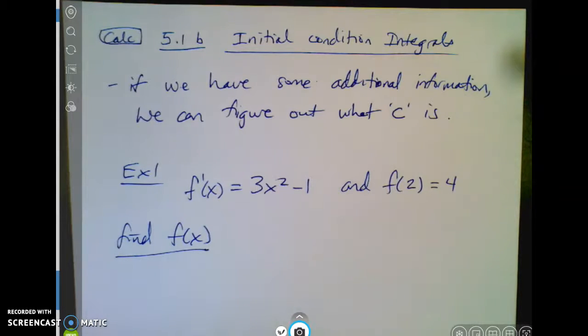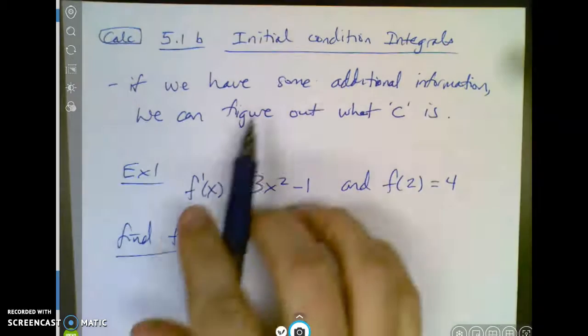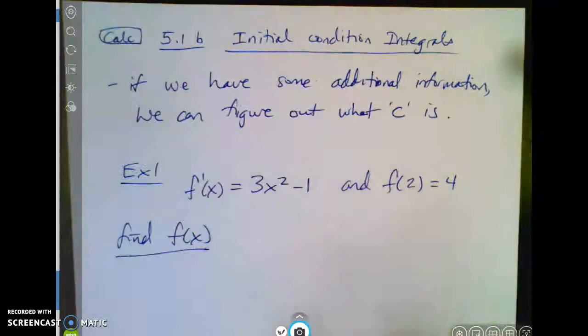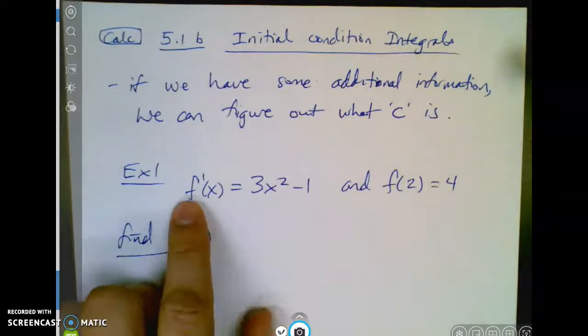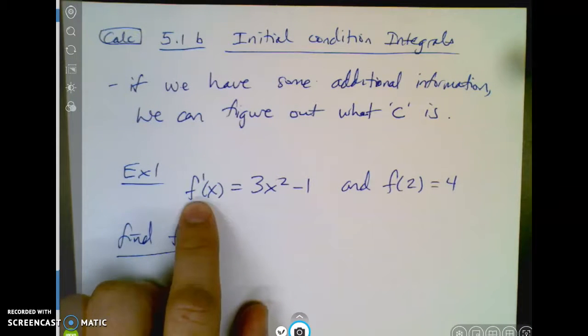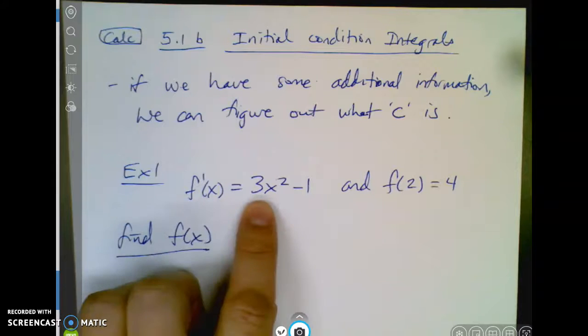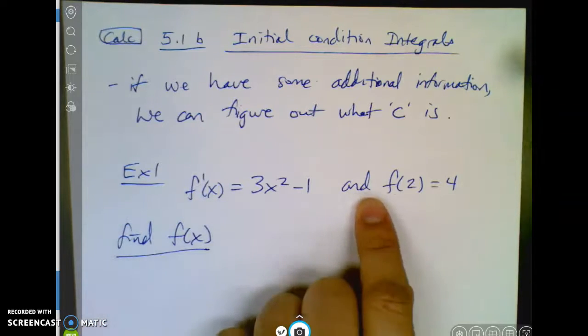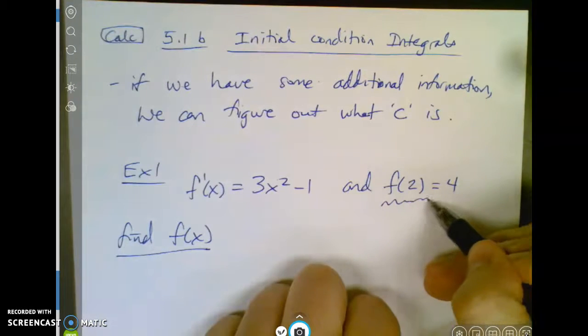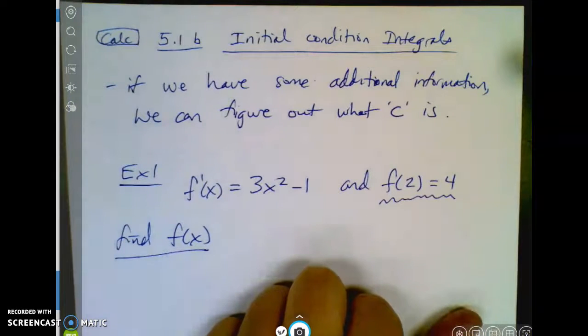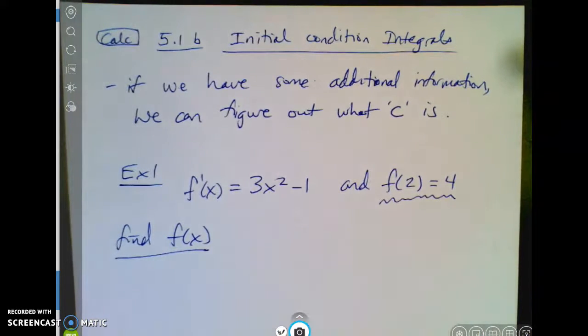But on the back page, you'll have some problems where you can figure out what C is, which is awesome. And we can only do it if we have additional information. Like if you look at example 1, be careful, look at this. It says the derivative, so f prime of x equals this, and here's your additional information. Without this, you would have to have a plus c in the problem. And we're going to find out in a second.